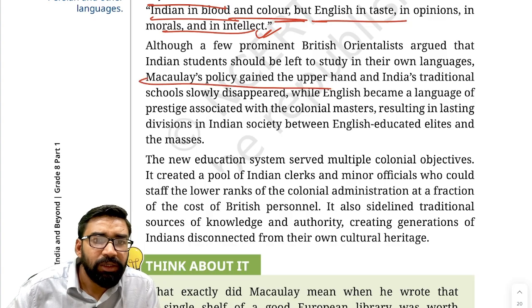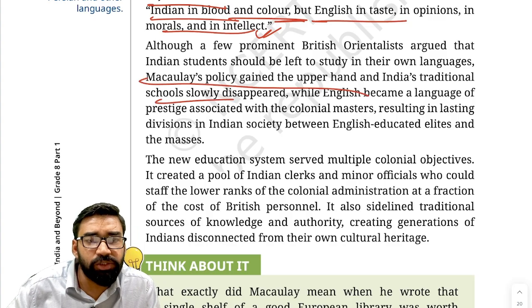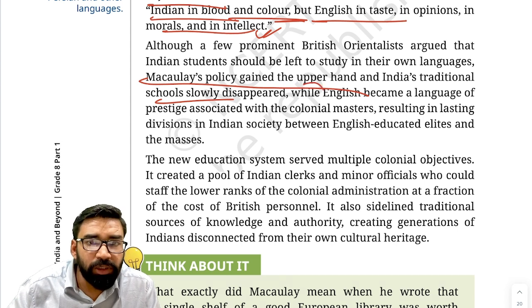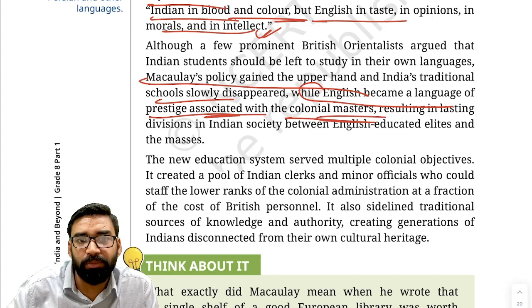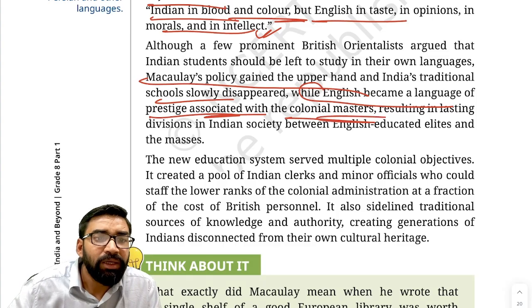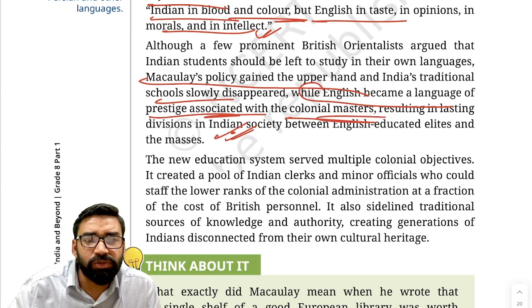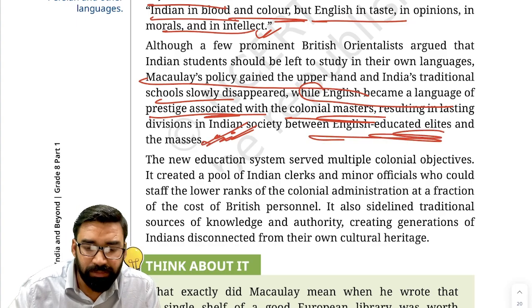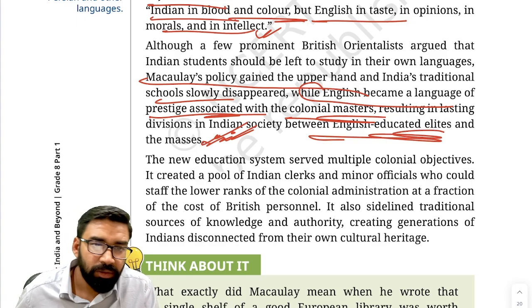As you can see, it gained the upper hand, and India's traditional schools gradually disappeared. Fine. So English became the language of prestige, associated with the colonial master, and it created divisions in society between English-educated elites as well as the masses. Fine. Okay.